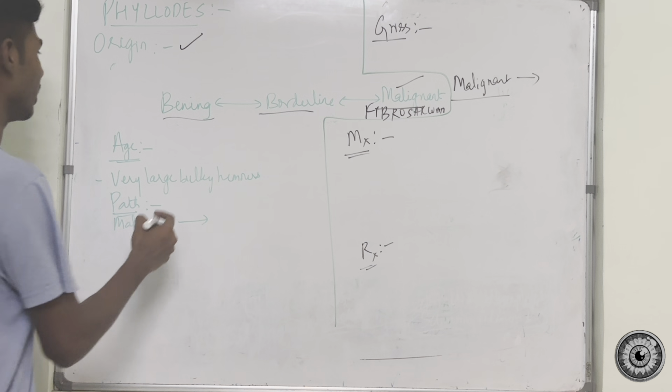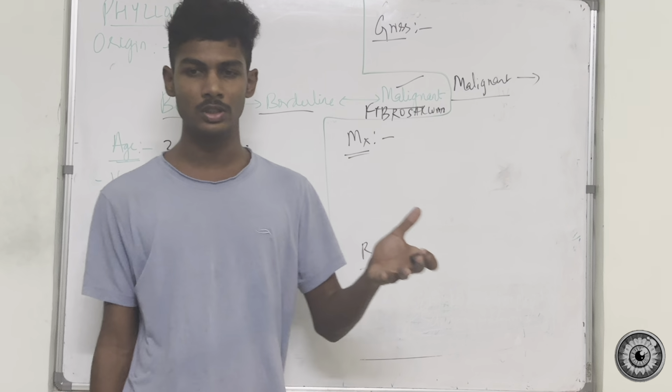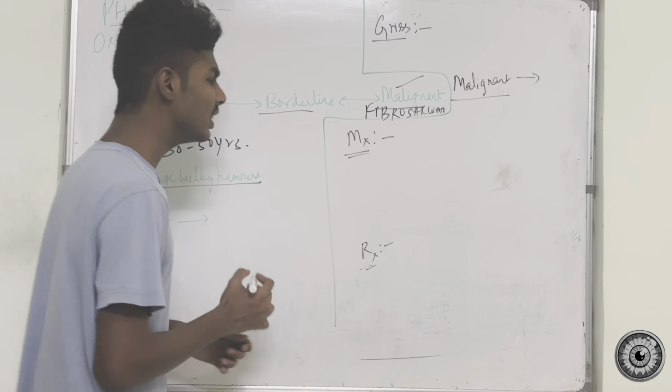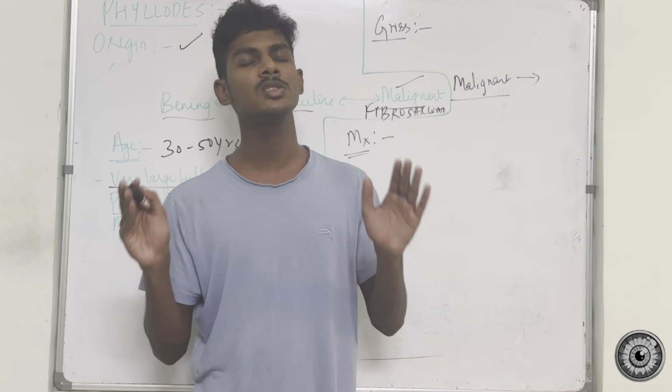Now coming to the age group, they present between 30 to 50 years of age, and it is very, very large and bulky tumors. Okay, if they present with large bulky tumors, just think of a phyllodes.